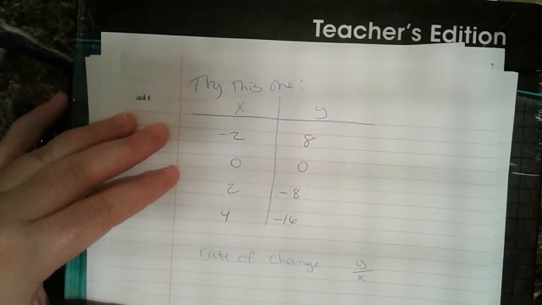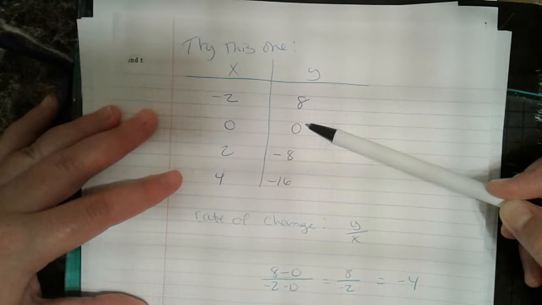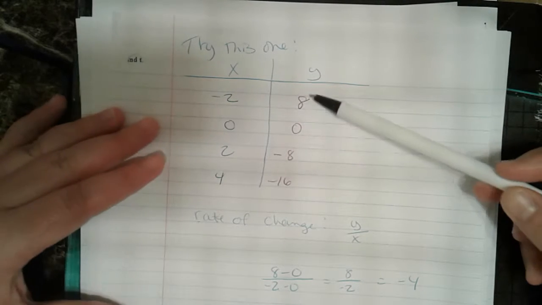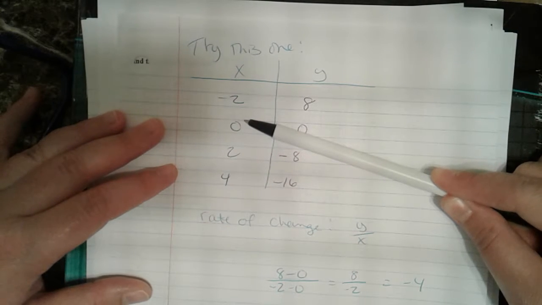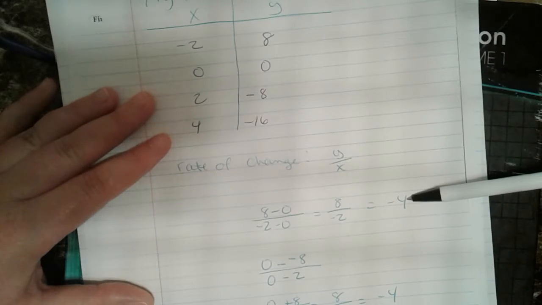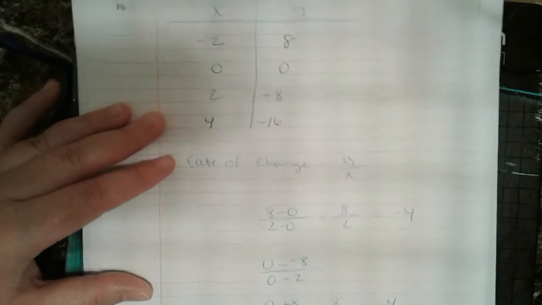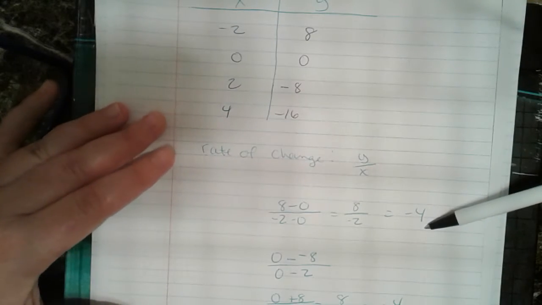Okay, assuming you paused it, you would have realized that rate of change was y over x. So it's simply going from 8 to 0. And what was the change in that? Nothing. You had 8, right? Negative 2 to 0. What was the change in that? Negative 2. And you would have come up with negative 4. Again, if you would have chosen different ones, you would have still come up with the exact same thing, negative 4. So that concludes our first part of 5.1.